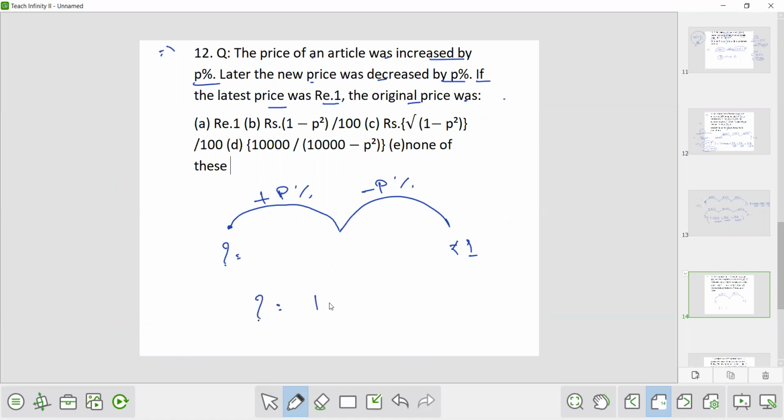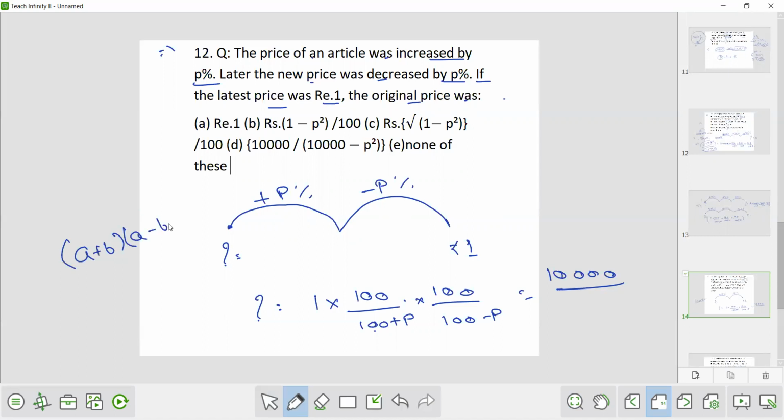So initial is 1 into 100 upon 100 plus P into 100 upon 100 minus P. This is 10,000 upon 100 plus P into 100 minus P. That is A plus B into A minus B. This is equivalent to A square minus B square. This is a formula: A plus B into A minus B is A square minus B square. So this becomes 100 into 100, that is 10,000 minus P square. So this is the answer. So option D is the correct answer.